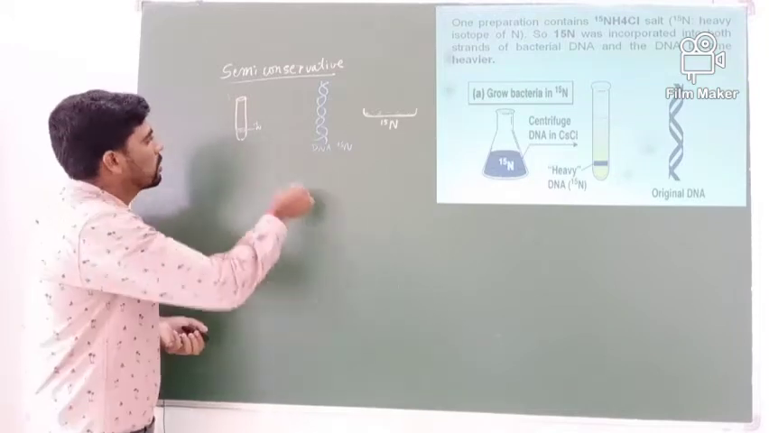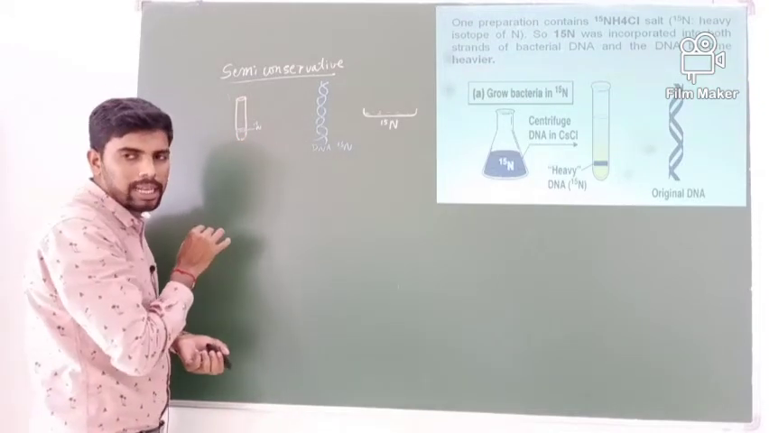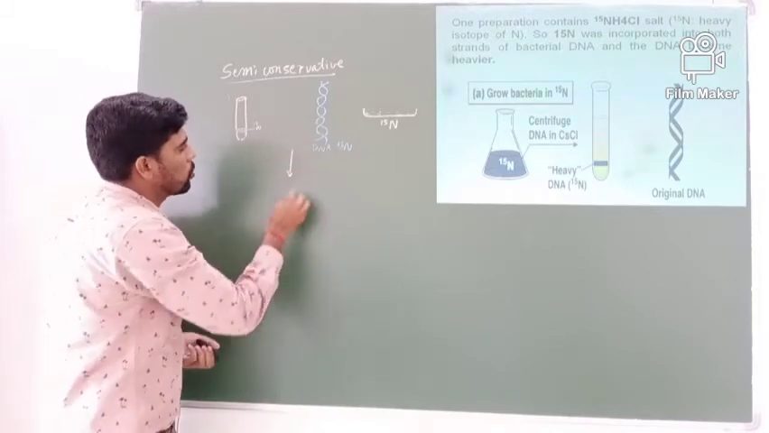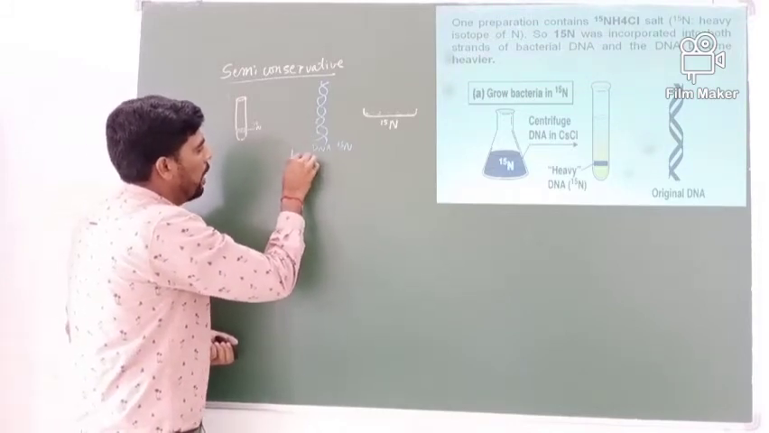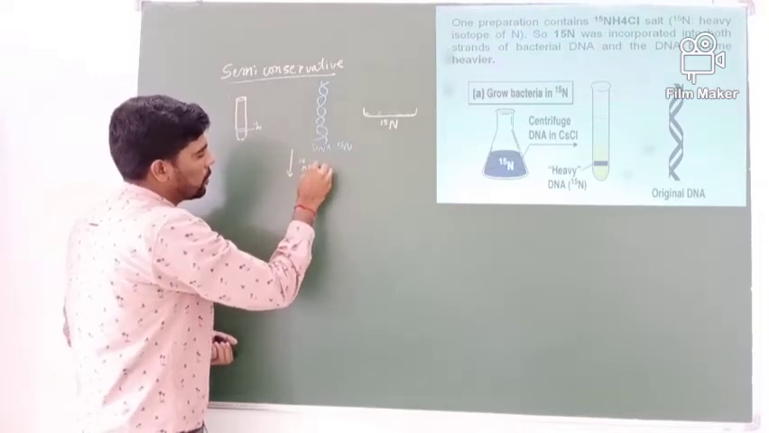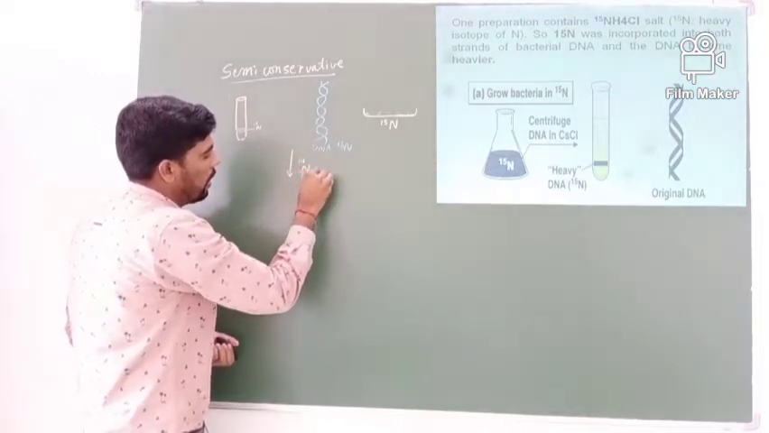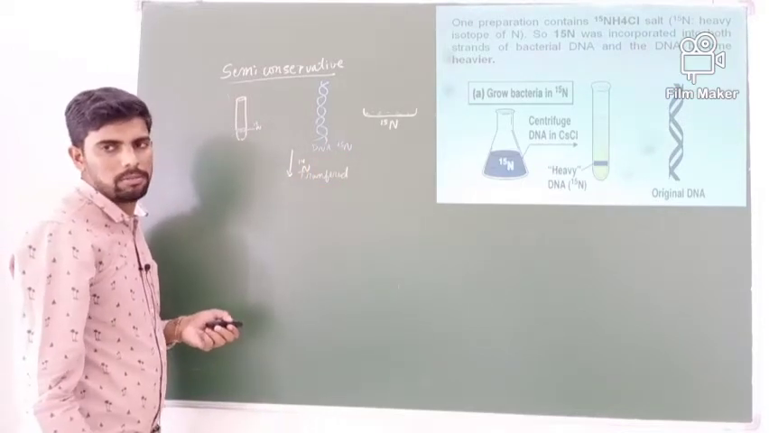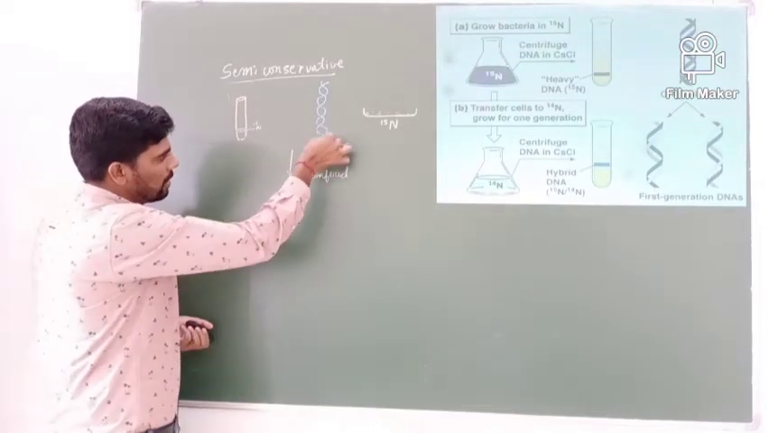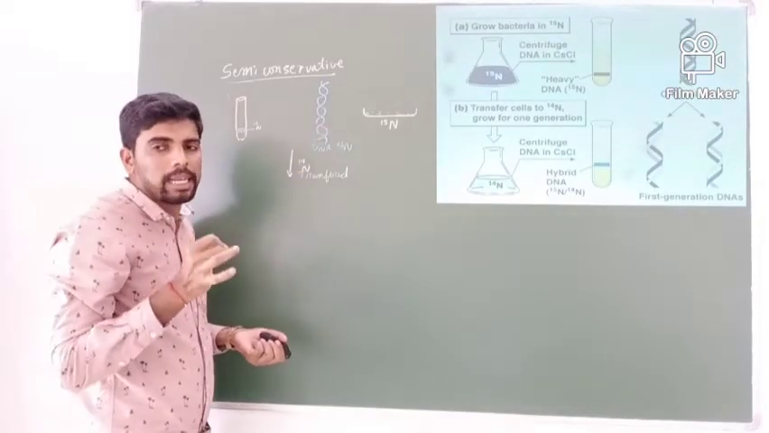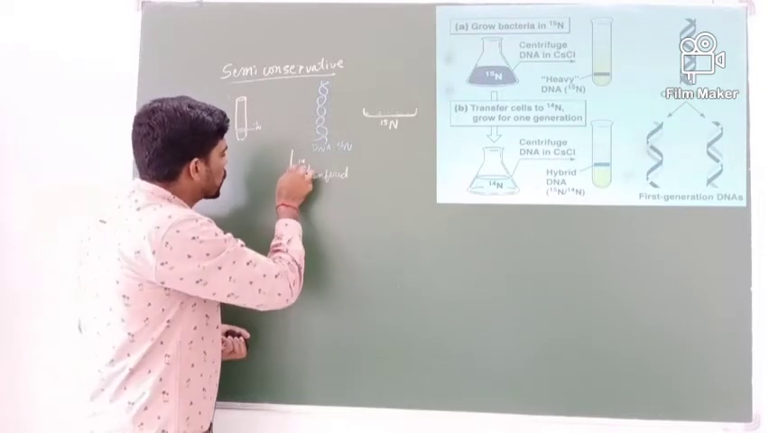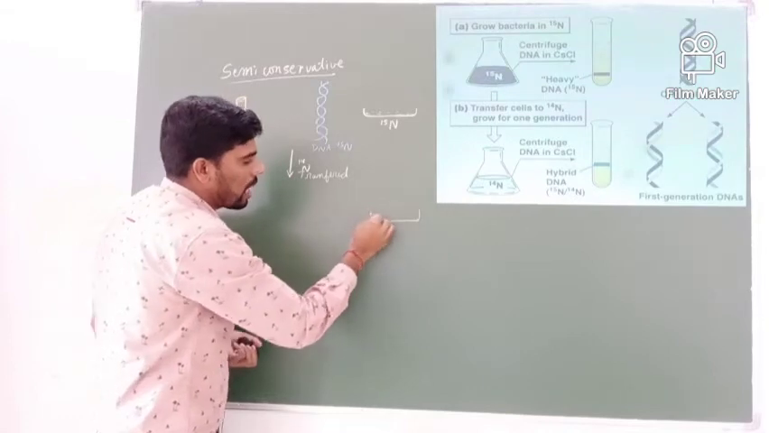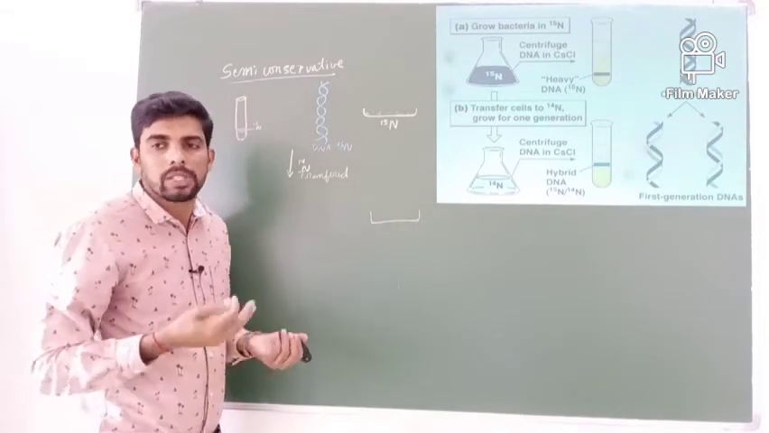Next, the bacteria grown in an N15 media will be directly transferred into N14 media. What will occur? The N15 isotopic DNA is transferred directly into N14 media. The bacteria will start to replicate, that means the DNA will start to replicate.